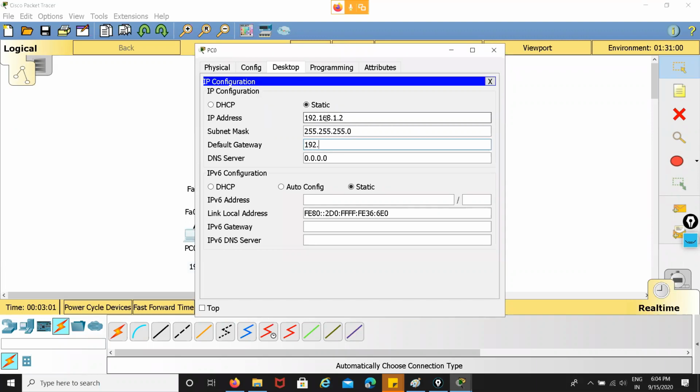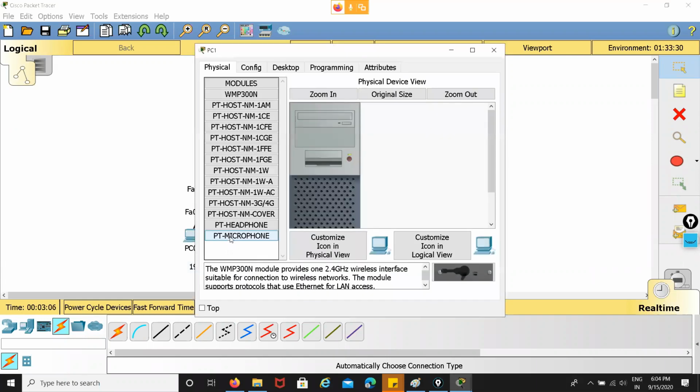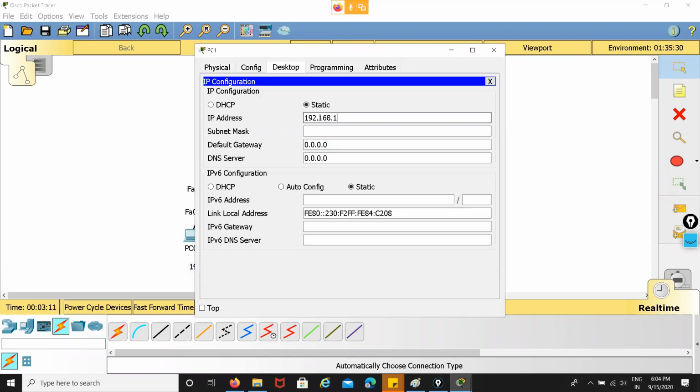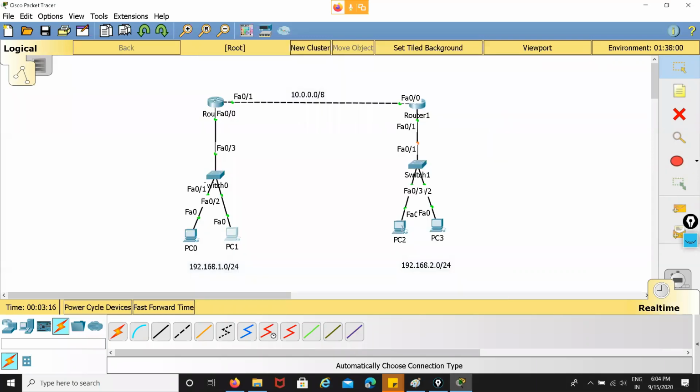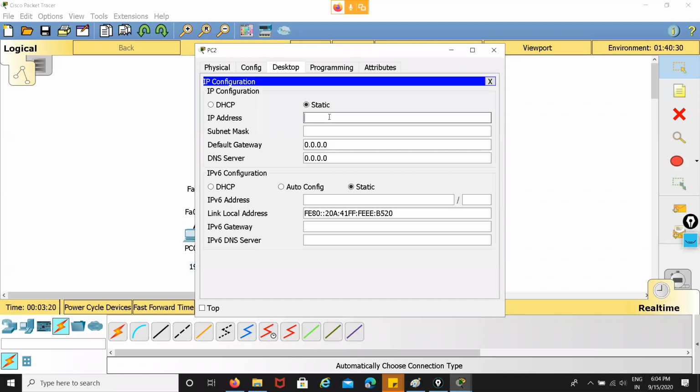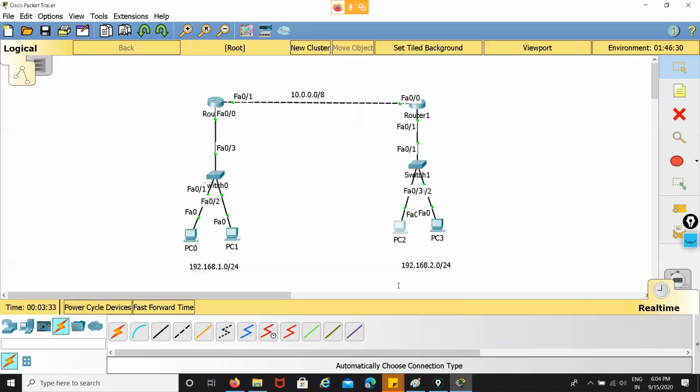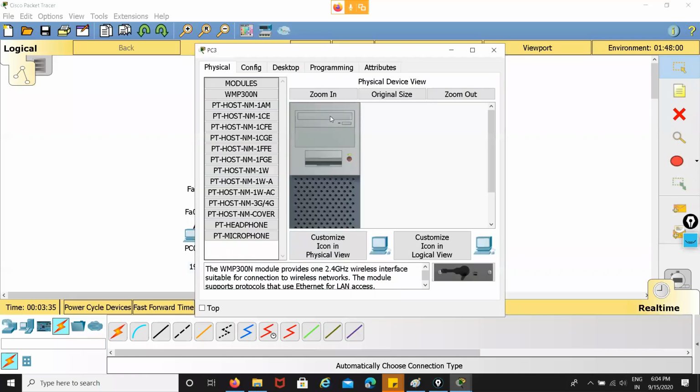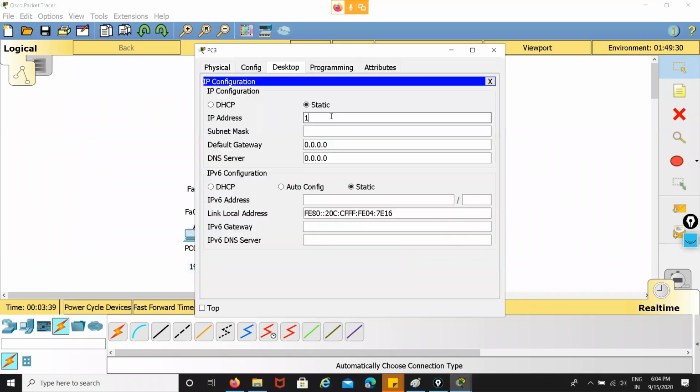Okay, 192.168.1.1. 192.168.1.3. Okay, guys, done.